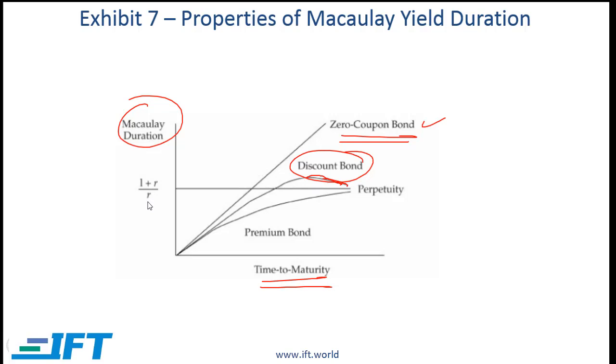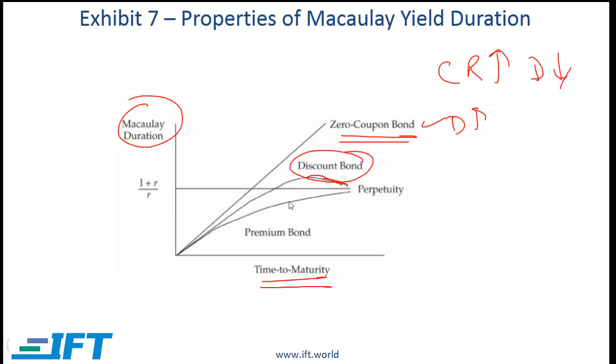The next item is the relationship between the coupon rate and Macaulay duration. As you can see, if the coupon rate is high, then the Macaulay duration is less, and that is visible over here because 0 coupon is the lowest possible coupon rate, and here the duration is the highest. As the coupon rate goes up, the duration comes down.